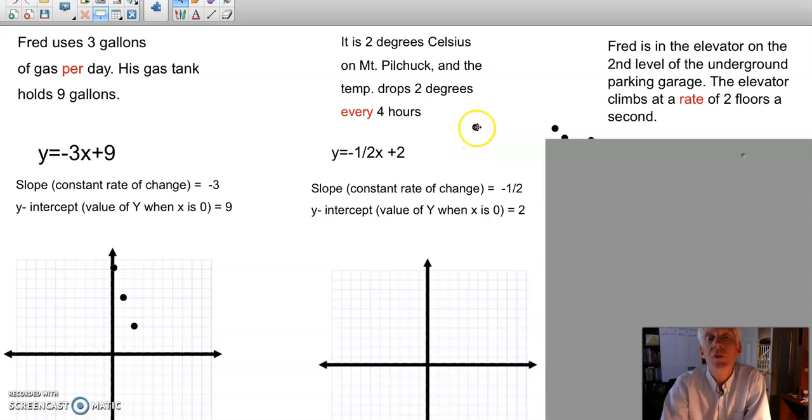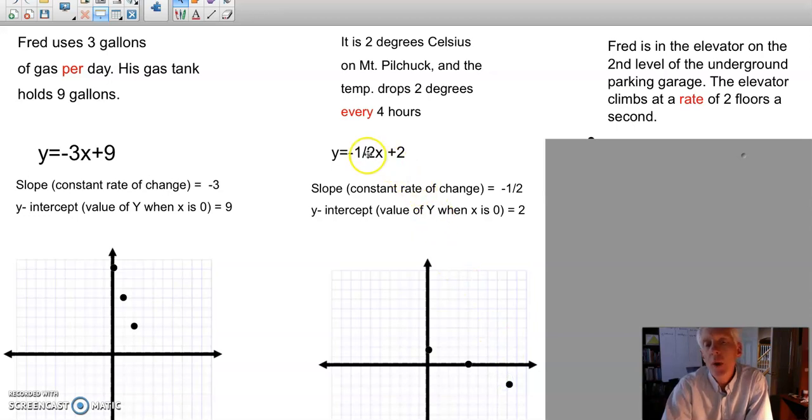So we will start our graph at 2 degrees because it's 2 degrees on Mount Pilchuck at 0 time. Every 4 hours, we'll do it this way. Every 4 hours, it goes down 2. So after 4 hours, 1, 2, 3, 4, it goes down 2 degrees. Now it's 0. And this is kind of a neat graph because it can go into the negative numbers. So after 4 more hours, 1, 2, 3, 4, it would go down 2 more degrees to -2.